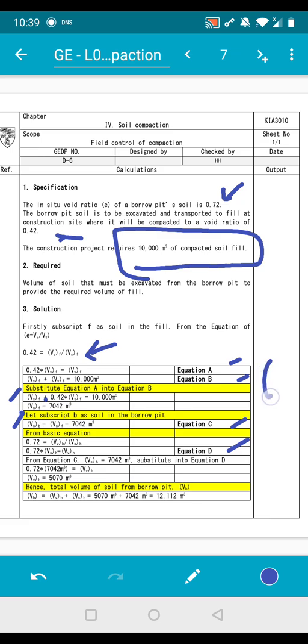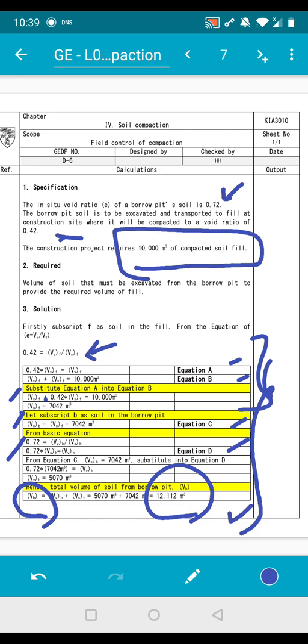Okay, so that's one part. And you're going to have to subscript another B as soil in the borrow pit. So the same approach, but just label it B. Okay, so it will be your equation C. So from basic equation, you will be giving derivation for equation D, and then you make some arrangement, and in the end the thing that you want to calculate is the total volume of soil from the borrow pit, which is roughly about 12,112 meter cube. Okay, so take note of all of this. It's just simple maths in order to get the volume.